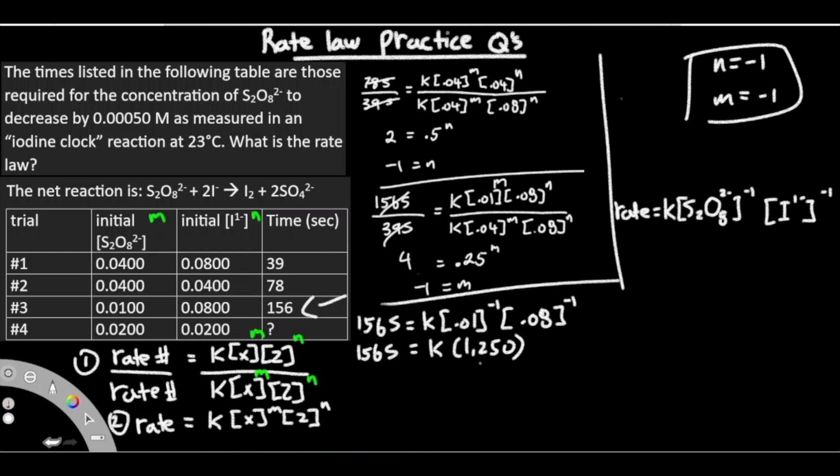And all you're going to do is divide this, and then what do you end up getting for K? You end up getting 0.1248. There we go. That's the answer for K.